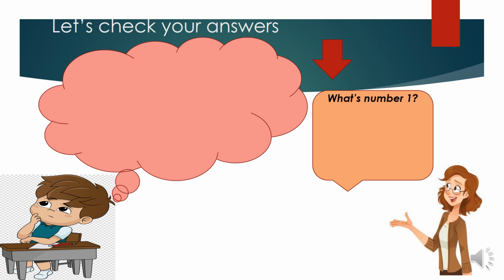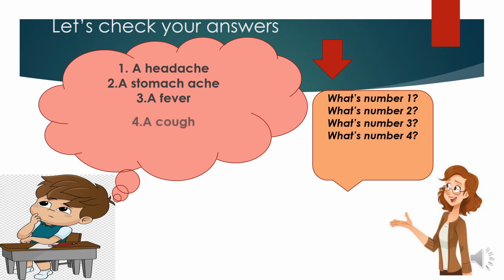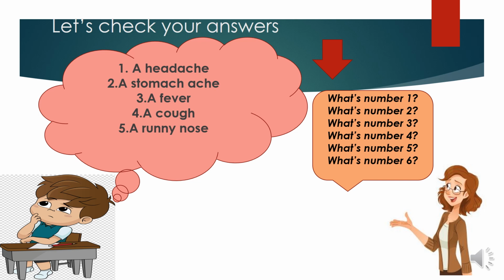What's number 1? Of course, a headache. What's number 2? A stomach ache. Number 3, a fever. What's number 4? A cough. What about number 5? It is a runny nose. What's number 6? A sore throat. Good of you.